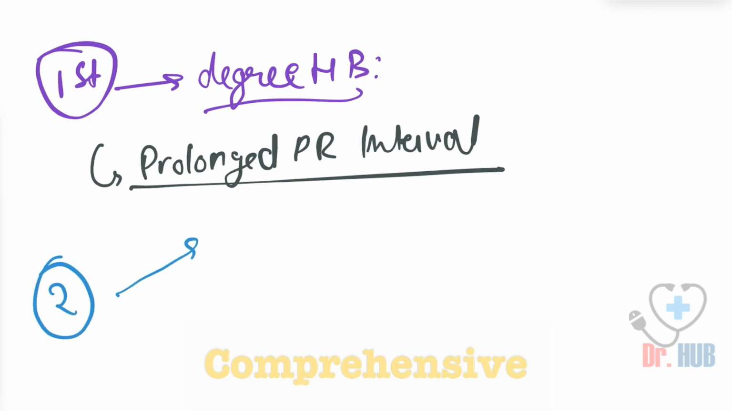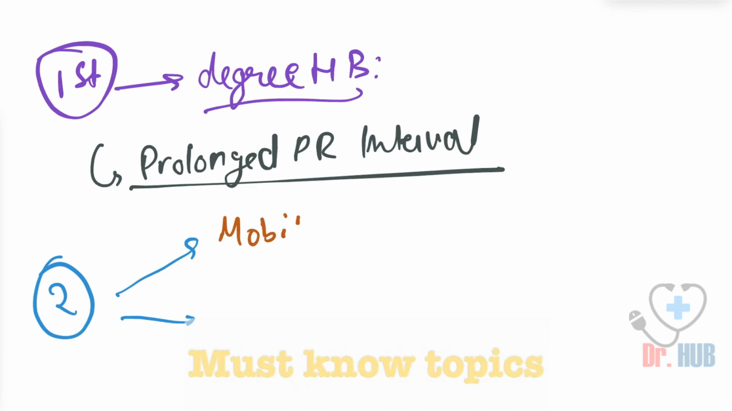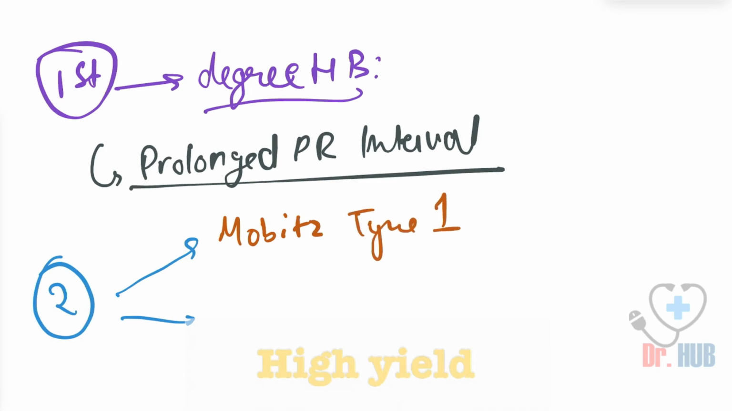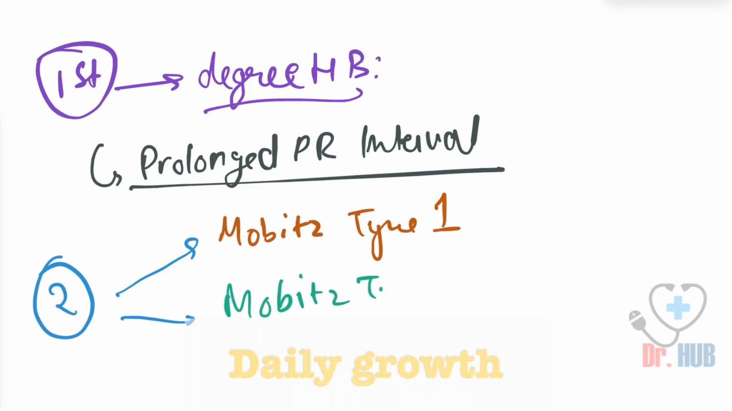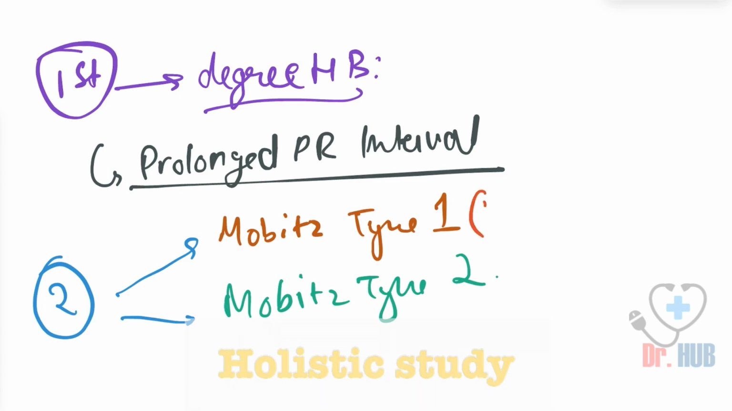We need to know that second degree heart block is divided into two. It is divided into the Mobitz type 1 and also Mobitz type 2. So we look at it in detail. Mobitz type 1 is also known as the Wenckebach.